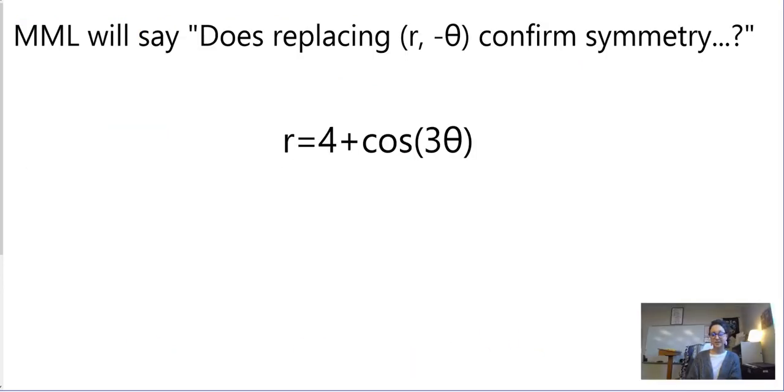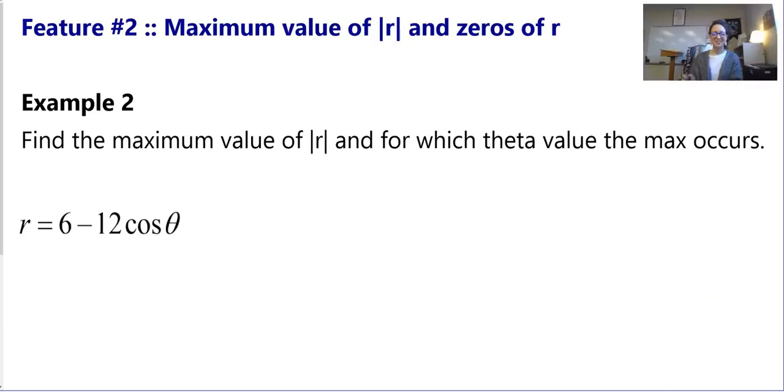Just so you know what my math lab will say, it will word it like this: replacing (r, -theta) confirms symmetry. What we want you to know is, can you look at the graph and discover symmetry that way? So just pop onto Desmos or your graphing calculator, type it in, and decide the symmetry from the graph, please. Force a pause on your screen.